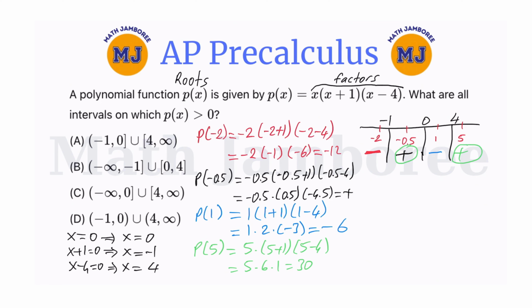So in these regions, the value of the polynomial function is positive. Negative 1 to 0. Are we going to include negative 1 and 0? No, because it's only just greater than. P of x is just greater than. If this had been greater than or equal to, then you could have included it. And 4, we're not going to include 4 either. 4, comma, infinity.